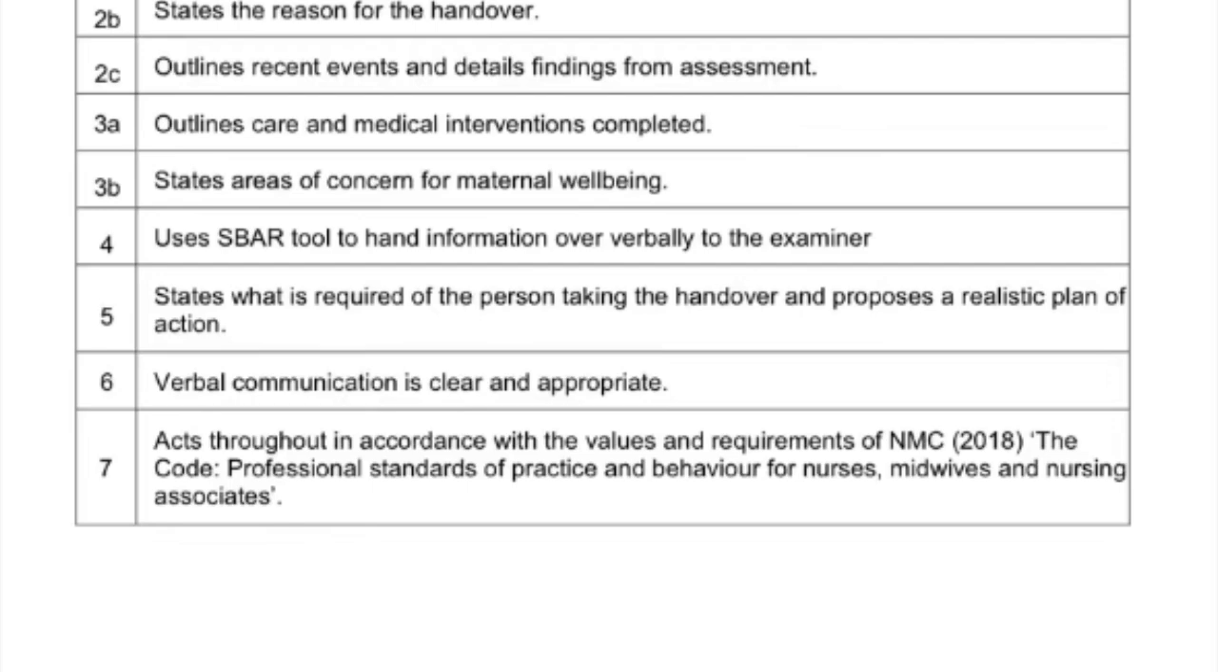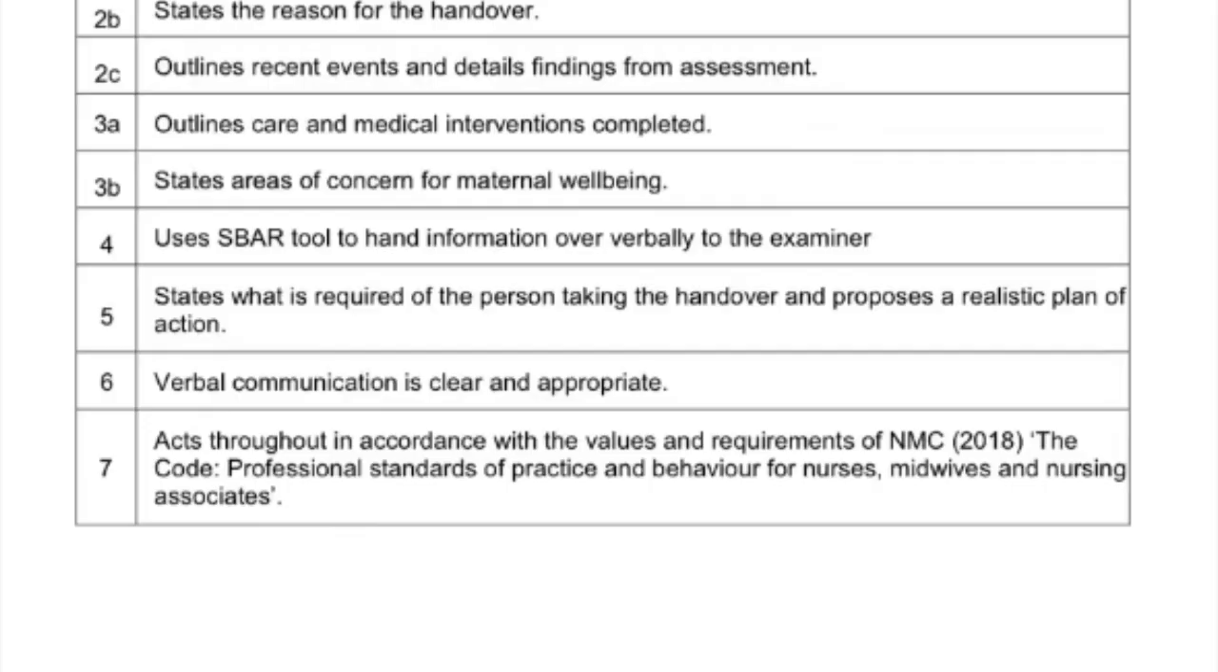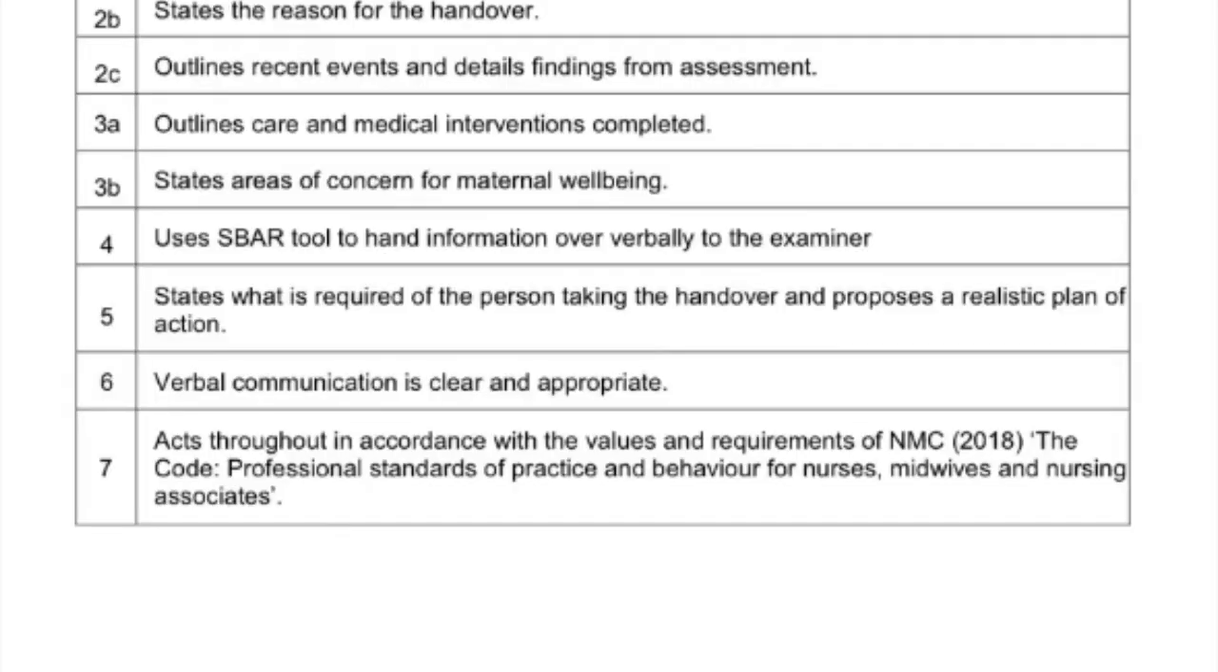Outline recent events and detailed findings from assessment. So findings from that last assessment that you did. Outlines care and medical interventions completed. Did she have MSU done? Those are things you want to mention there. States areas of concern for maternal well-being. Are there still any areas that we are still concerned about? In this case, you want to mention that. Uses the SBAR tool to hand over information verbally to the examiner. States what is required of the person taking over and proposes a realistic plan.